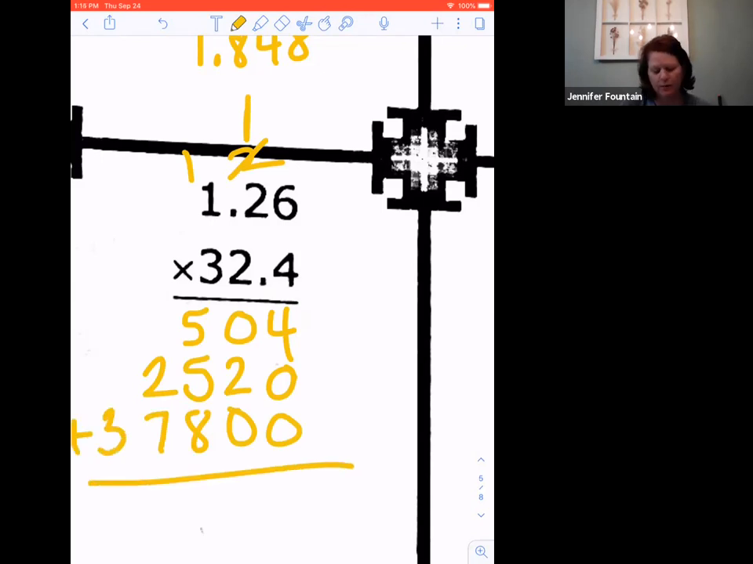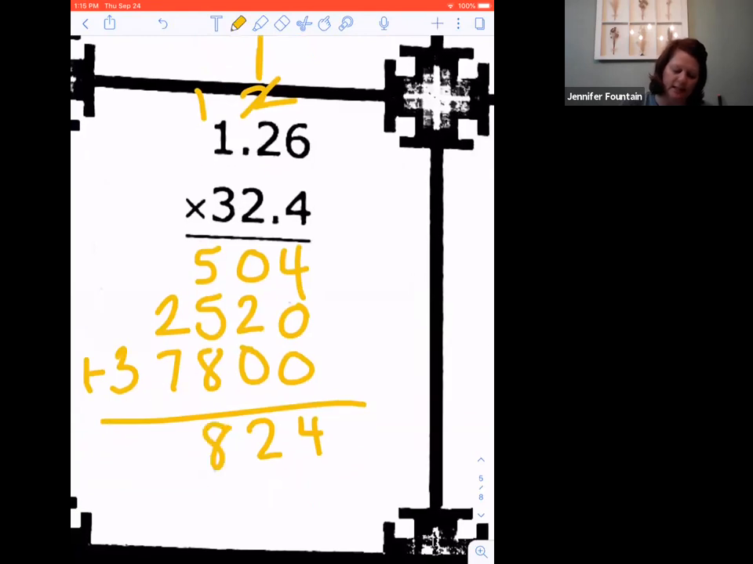Add them up. 4 plus 0 is 4. 0 plus 2 plus 0 is 2. 5 plus 5 is 10, plus 8 is 18. Carry my 1. 1 plus 2 is 3, plus 7 is 10. Put down my 0, carry my 1, and 3 plus 1 is 4. I have got 3 placeholder zeros.